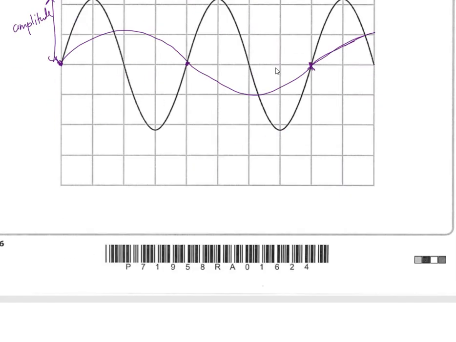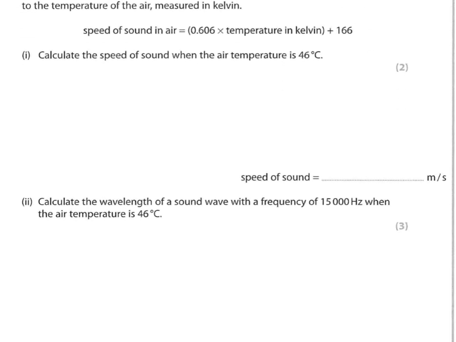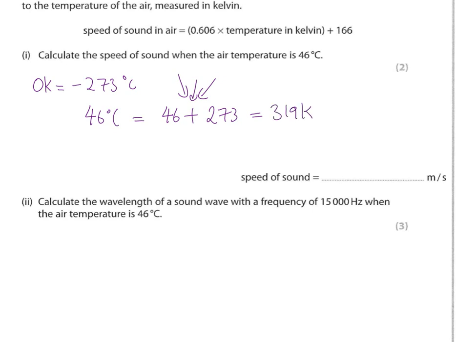Okay, so 2 marks. Good. Now, this one, you need to remember how to convert to Kelvin. So 0 Kelvin is equal to minus 273 degrees. So therefore, now we're going to go backwards. Degrees is equal to 46, and so we need to add 273 to it. So this will give us Kelvin. Okay, good. Now, the lowest possible temperature is 0 Kelvin, so we can't go below 0 Kelvin.